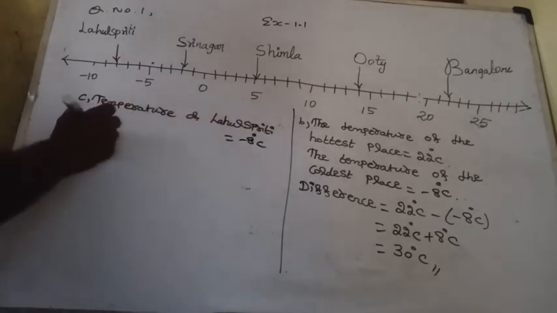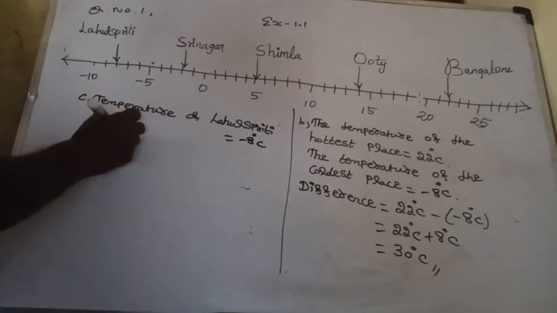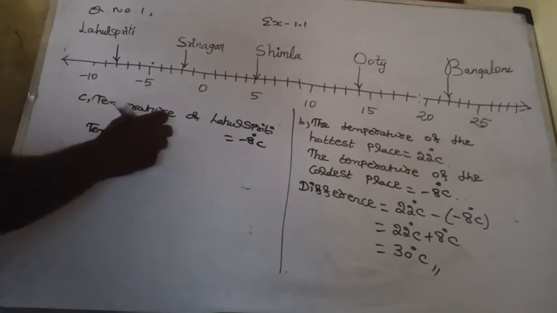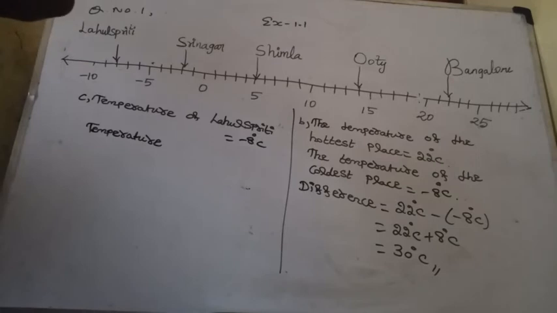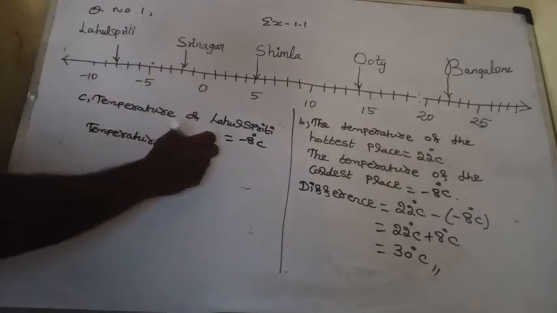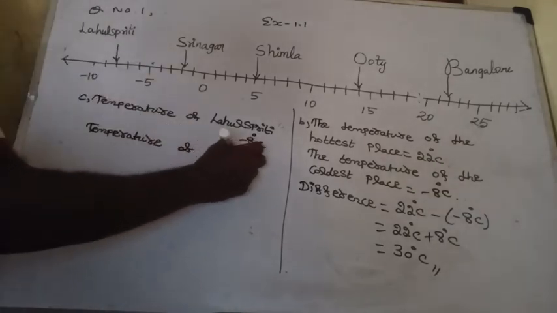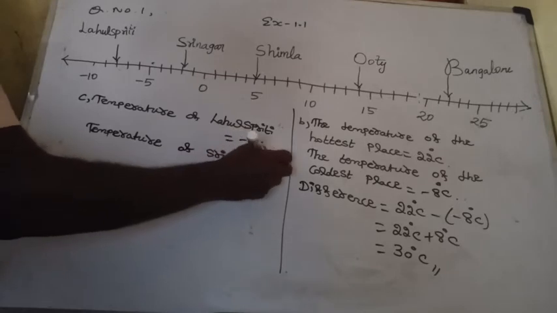and then the temperature of Srinagar, I think so. What is the difference between the temperature of Lahaul Spiti and Srinagar? Then the temperature of Srinagar is minus 2 degrees Celsius.